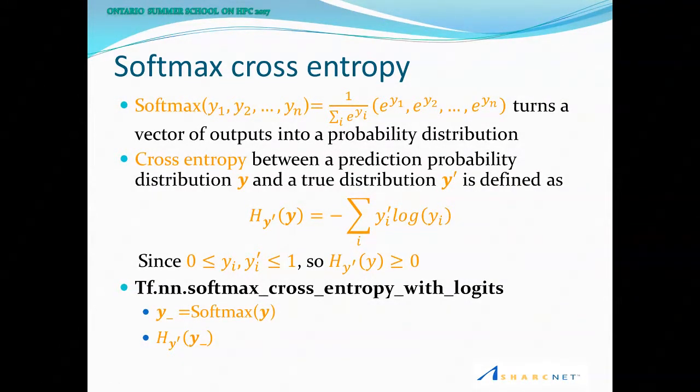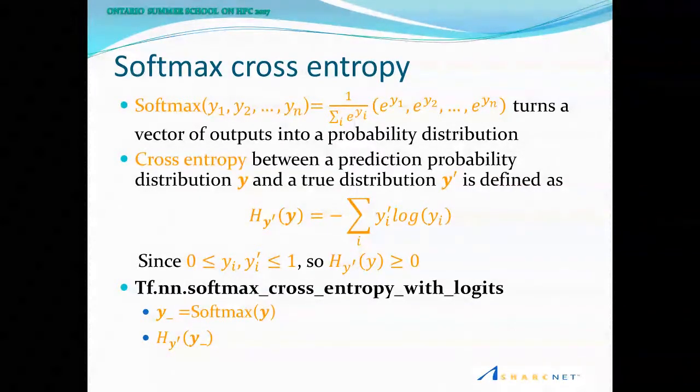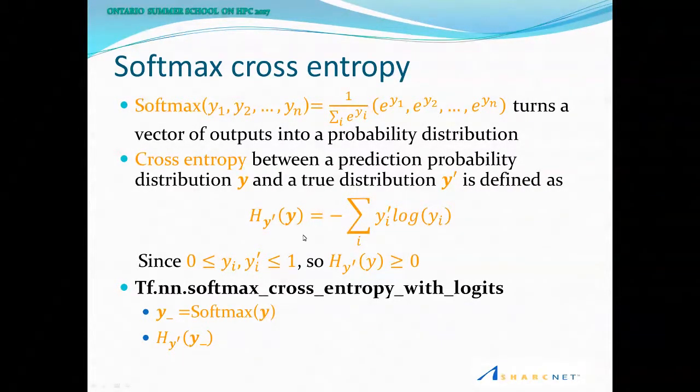So you will see that because the true distribution is only one of them is 1, the rest of them is 0, because we use one hard label. So to make this cross entropy minimum, the y should be exactly the same as y prime, and the minimum value for that one is 0, and otherwise it's a positive number.